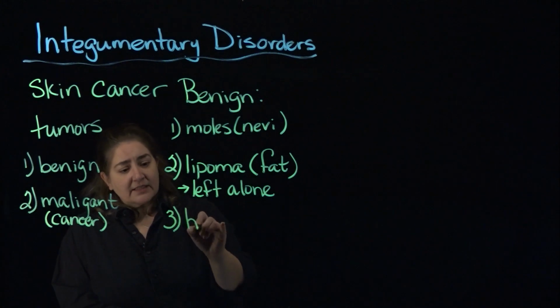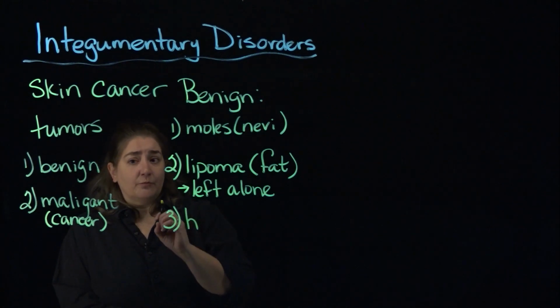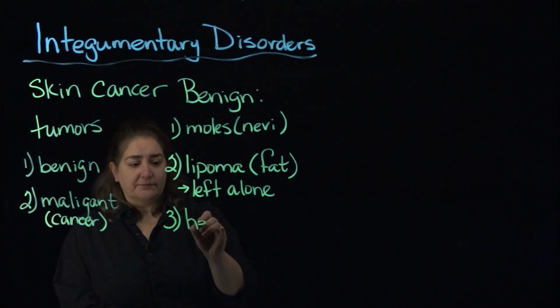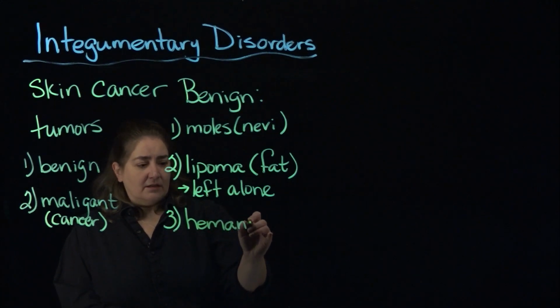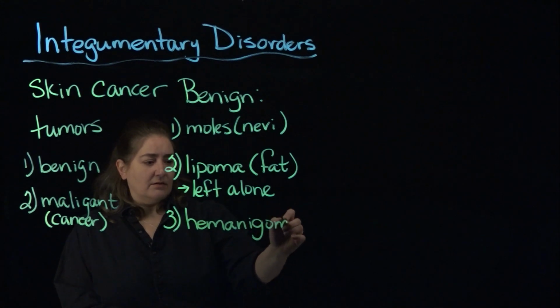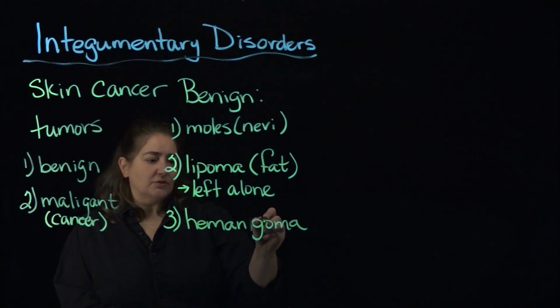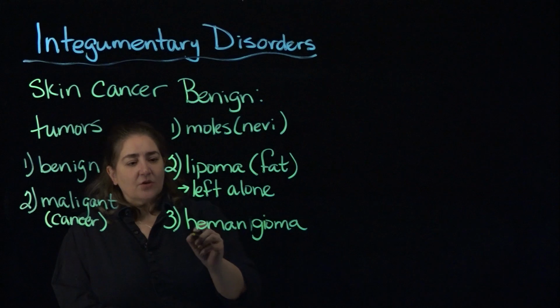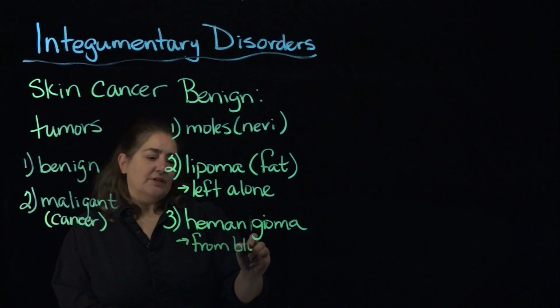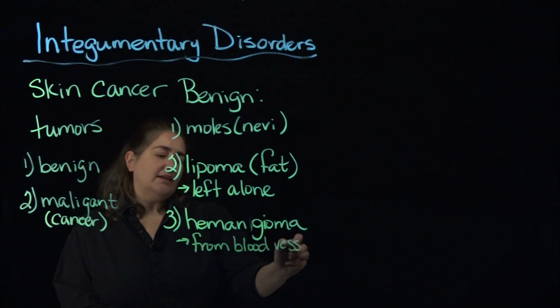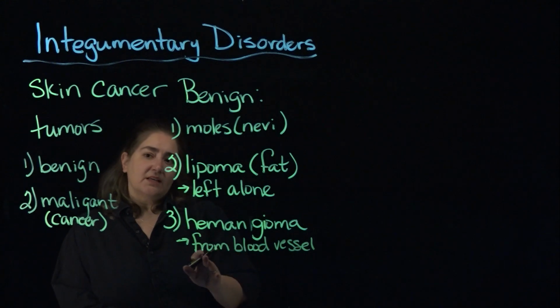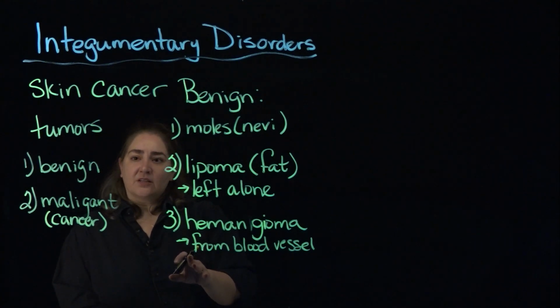We've also got skin tumors that will originate from blood vessels. And those are going to be hemangiomas. And I mixed up the G and the I, so we'll just do that. Hemangiomas are going to originate from blood vessels. And again, this type of lesion is not going to ever metastasize. It doesn't become cancerous, but it can interfere with normal function, again, based on location.